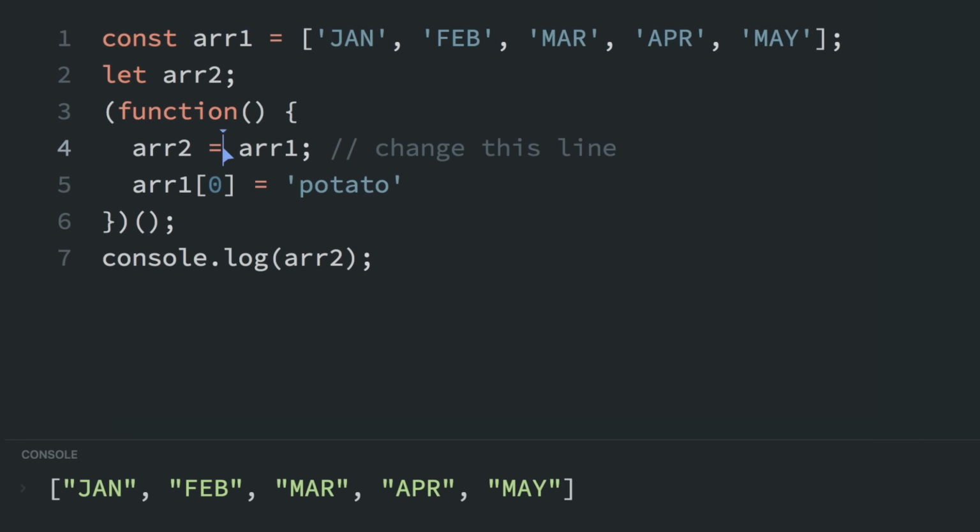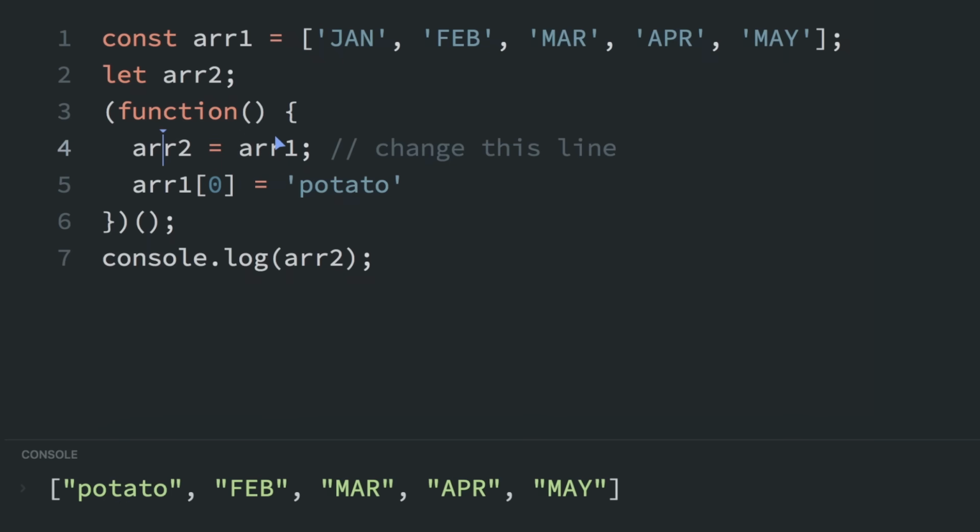So let's look at this. Right now, we're setting array 2 to equal array 1. In this example, we're not actually copying it, because if we set the index 0 of array 1 to potato and we log array 2, you'll see that index 0 is potato, even though we only changed array 1, because these are equal. Array 2 and array 1 are the same.